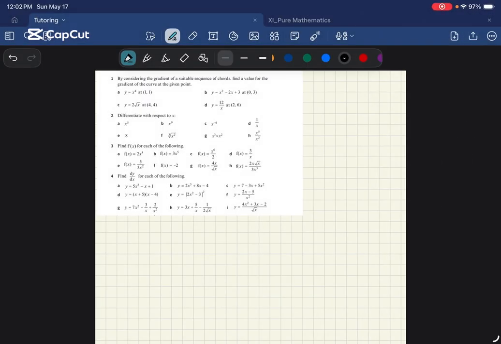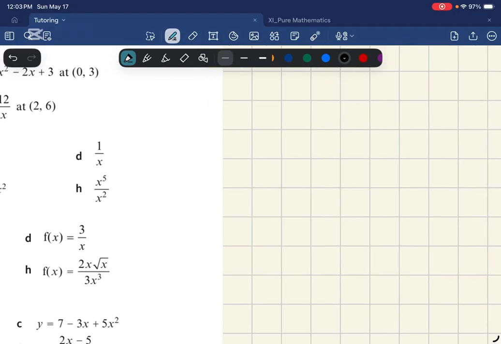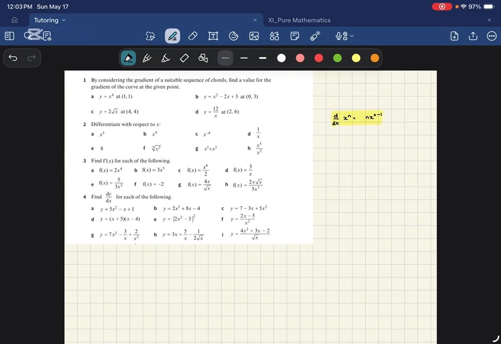Alright, so we are going to do some questions related to using derivatives. So this is just going to involve the power rule. The power rule that we discussed was d by dx of x to the power n is going to be nx to the power n minus 1. So this is the main formula that we're going to be using in this topic. This is, I think, the only formula we're going to be using in this topic.